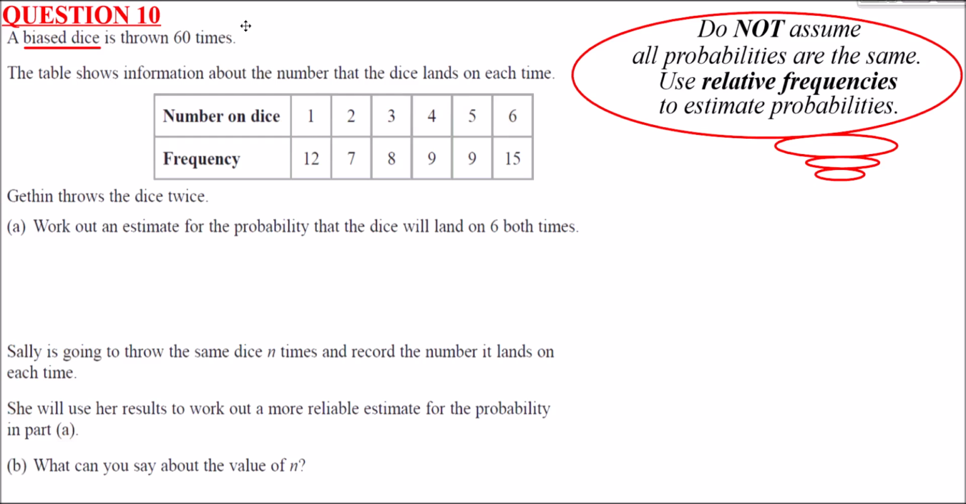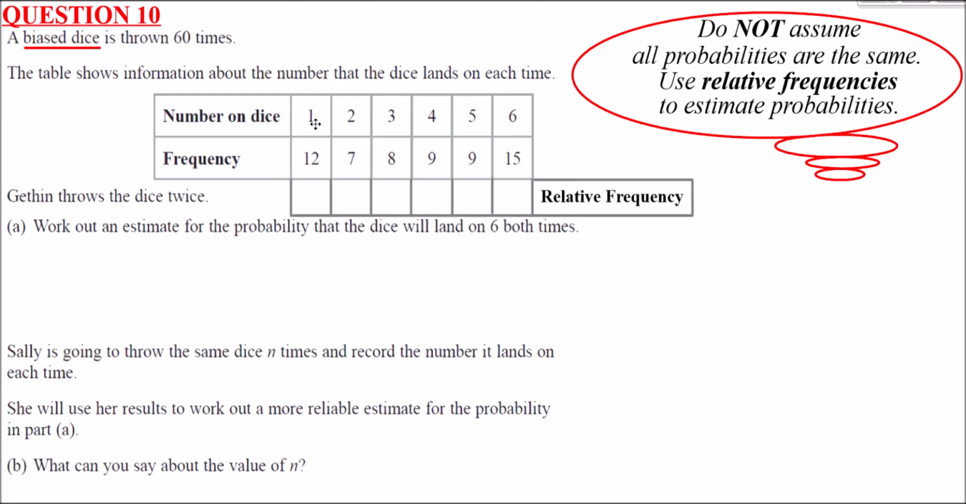So, for example, there are 60 rolls. If I got the number 1 12 times, the relative frequency of the 1 would be 12 out of 60. If I got the number 2 7 times out of 60, that relative frequency is 7 out of 60, and so on. So I could just do this as a table of relative frequencies. This one would be 12 out of 60, 7 out of 60, 8 out of 60, 9 out of 60, another 9 out of 60, and finally 15 out of 60, which if you wanted to, you can simplify down to a quarter.